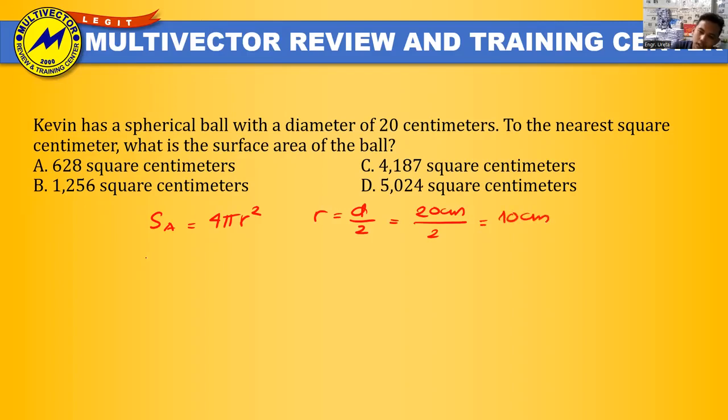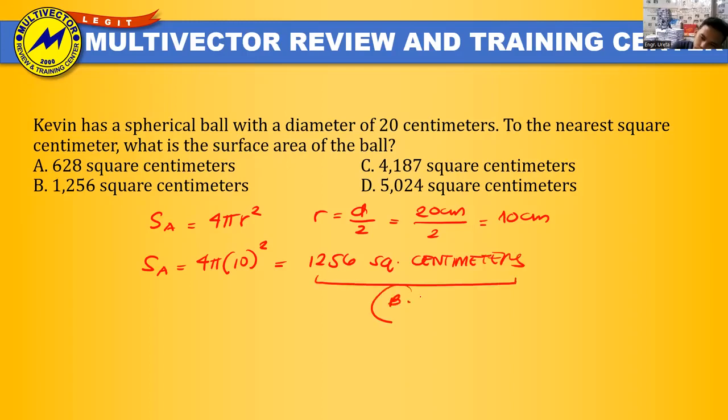Surface area is just equals to 4 pi multiplied by the radius squared. Our radius is 10 centimeters. Pag sinulog nyo yan, ang lalabas dyan, 4 pi times 10 squared, 1256. So letter B, 1256 square centimeters. Madali lang siya. So next.